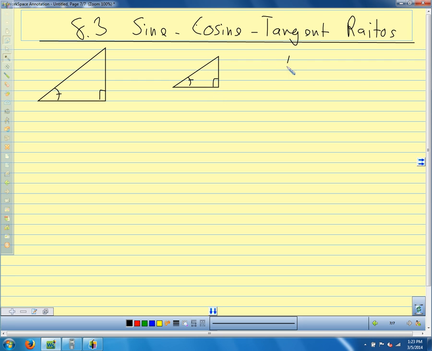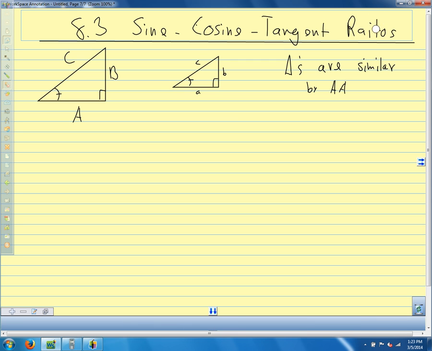The triangles are similar, and they're similar by angle. I'm going to call the sides on this triangle capital A, capital B, and capital C, and call these small a, small b, and small c. Because the triangles are similar, what do we know about their size? They're different, but they're related somehow. They're proportional.